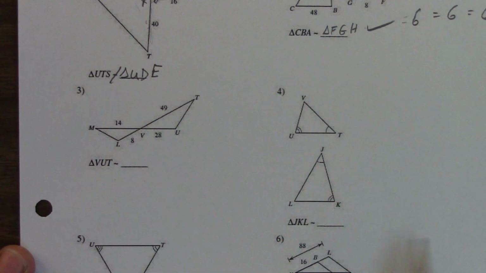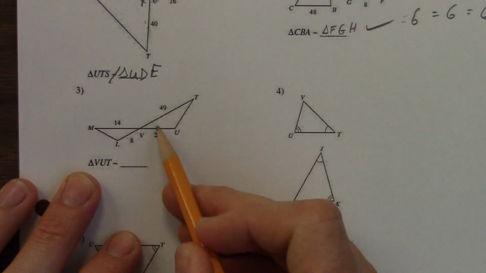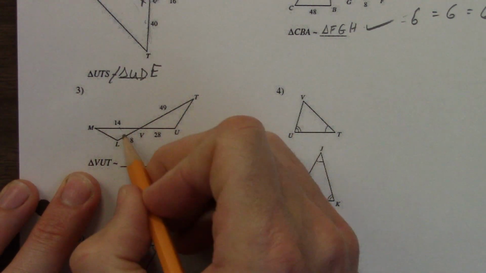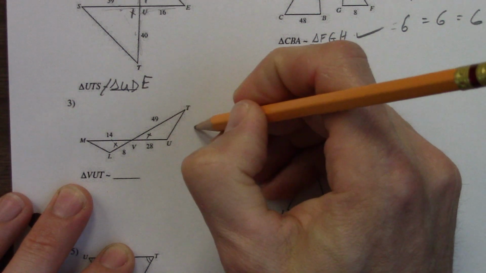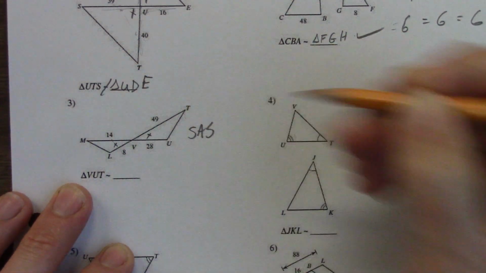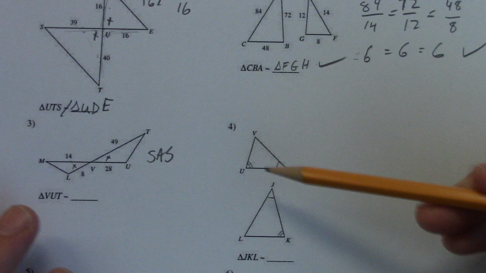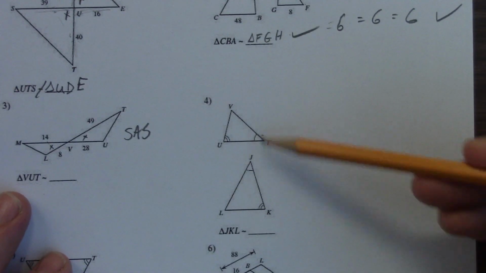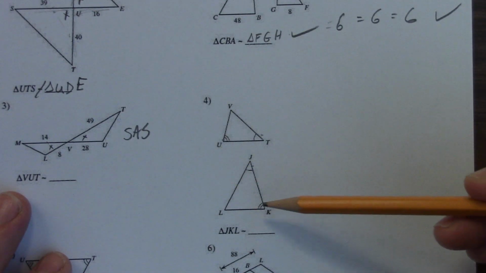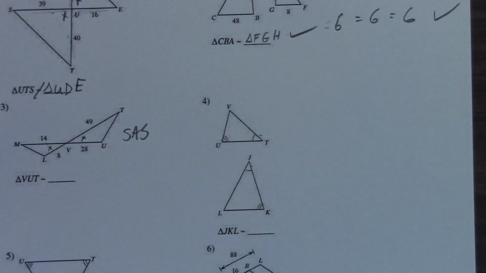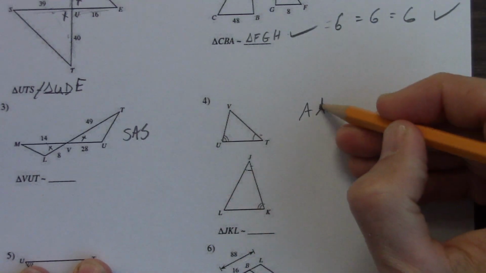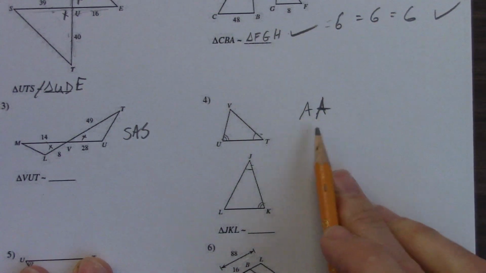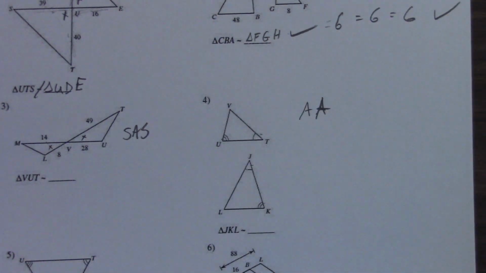This one, number 3. We have information about 2 sides, and both those sides are sandwiching the same angle. So this one we're going to use SAS. You'll figure that one out yourself. This one, this angle is the same as this angle, and this angle is the same as this angle. That's all we have. What are we going to use? AA, that's correct. We're going to check if 2 of the angles are the same. If they are, we know the third angle is the same, and we're good to go. They're similar.